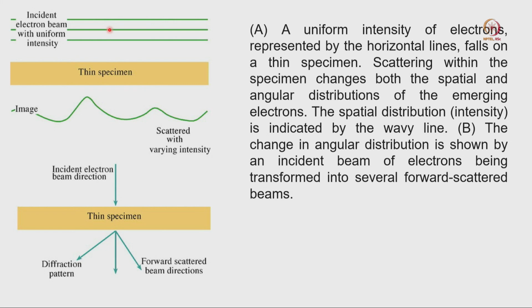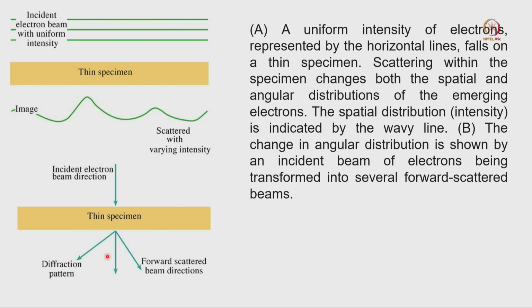We are always considering that when an electron beam is coming from the electron gun, it will always be a parallel electron beam. That is the incident electron beam, and it should be parallel, with no deviation. When it meets a thin sample, it will interact with the thin sample, and then there will be a change in the scattering with varying intensity. Why? That we will discuss more in the next slide.